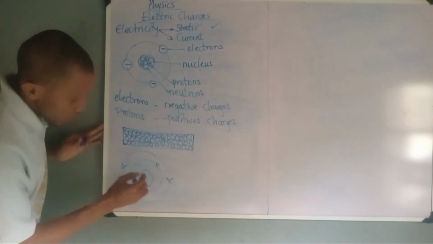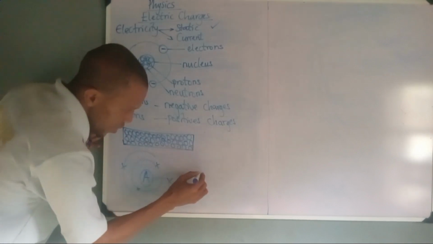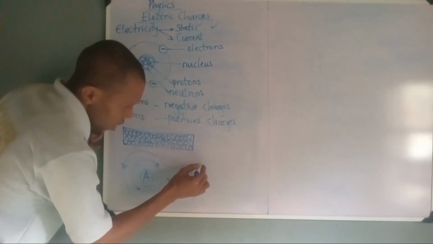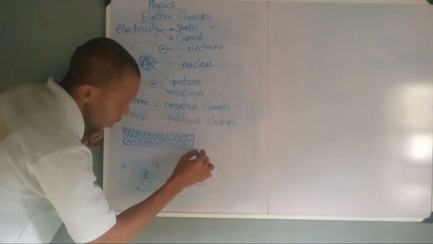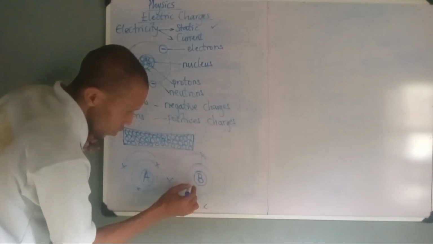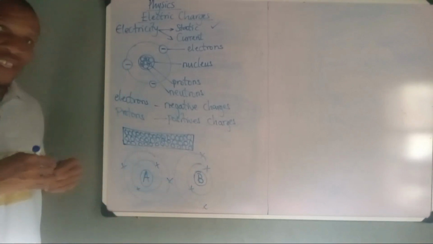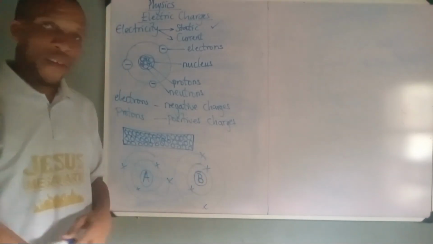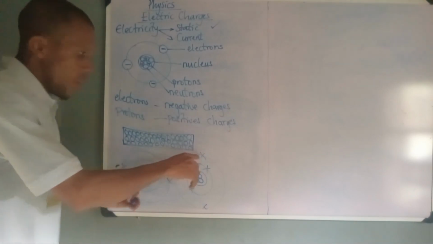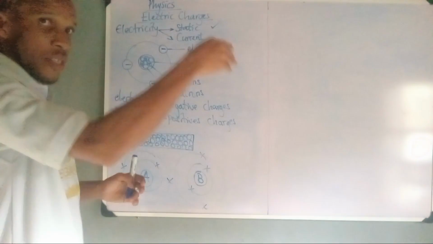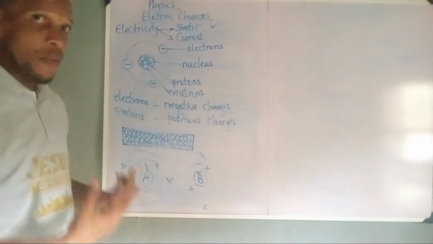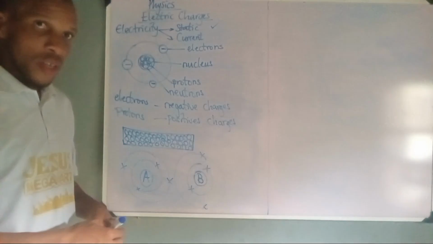Now, if this is atom A, and this is also atom B, atom B has its own electrons moving around it also in shells. Now, the more energy these particles have, the further these electrons can actually move because they acquire more kinetic energy to move about. Okay?